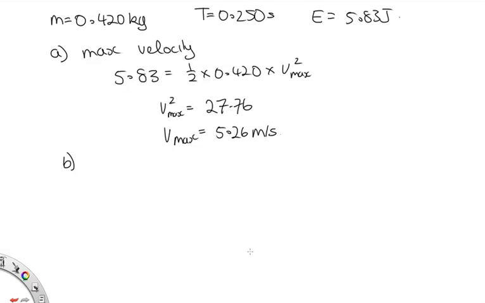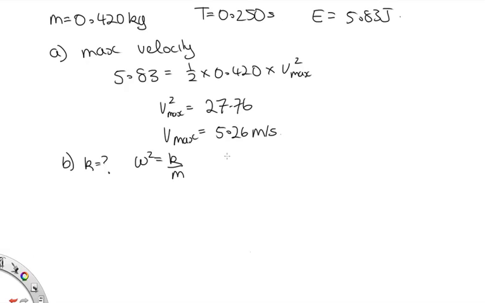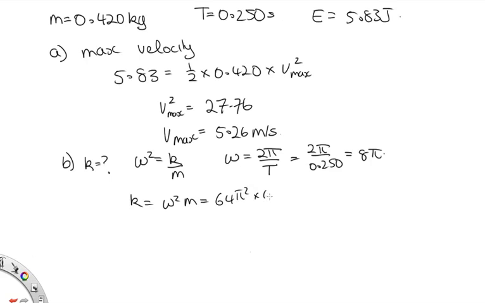Part B. This asks us to find the force constant, k, for the spring. Now, we know that omega squared is equal to k on m, and that omega is equal to 2 pi over T, and we have T. So we know that omega is equal to 2 pi over 0.250, so that is going to give us 8 pi. Okay, so k will equal omega squared m, which will be 64 pi squared times 0.420. Solving that on the calculator, we end up with 265 newtons per meter.